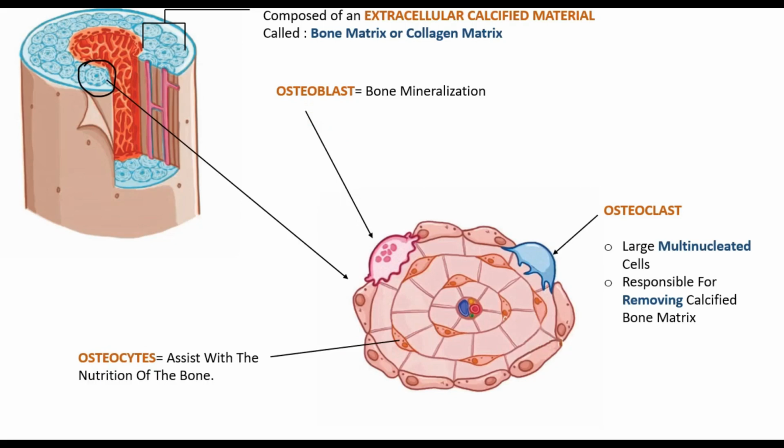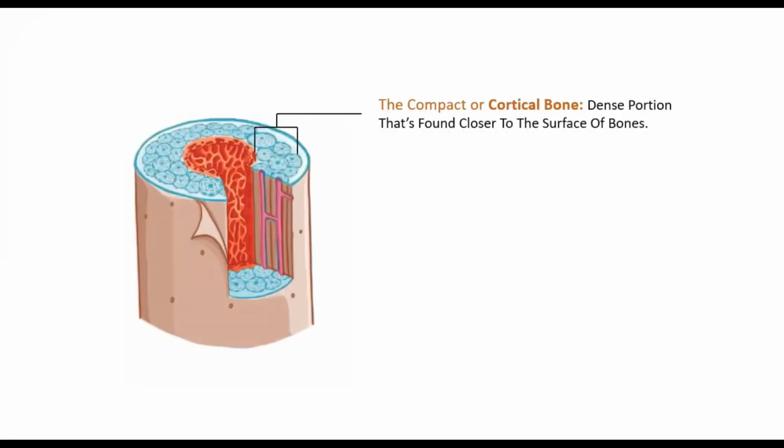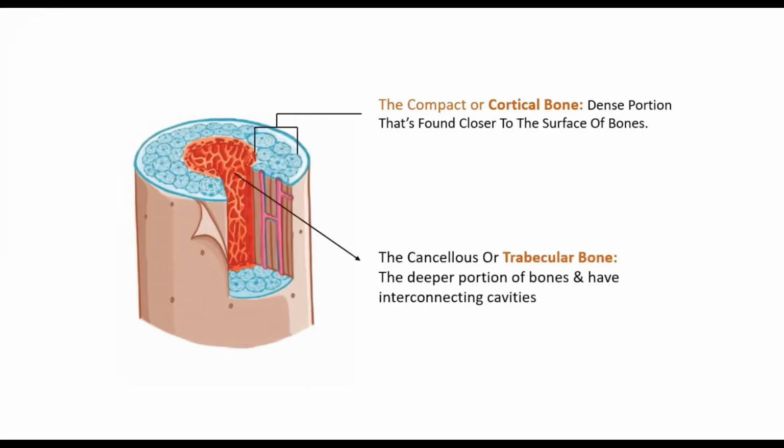Large multinucleated cells, called osteoclasts, are necessary for the removal of calcified bone matrix and enable the ongoing rebuilding of bones. There are two basic forms of bone morphologically. 1. The compact or cortical bone. The section of the bone closest to the bone's surface, that is dense, is known as the compact or cortical bone. 2. The cancellous or trabecular bone. The deeper part of bones, also known as the cancellous or trabecular bone. It has interconnecting cavities that link to one another.